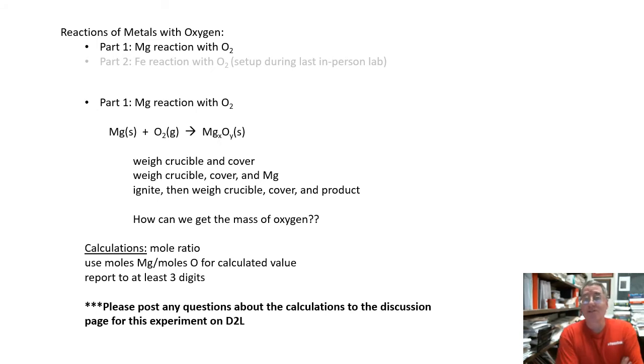Hi everyone, so this is the pre-lab for our reactions of metals with oxygen experiment. And you set up part two in the previous in-person lab. That's where you took the iron filings and put them in the test tube and then dunked that into a beaker of water. Now, if you were out on quarantine and didn't do that, we have some extra ones that we set up. So if you weren't here for the last in-person lab, you'll still be able to finish and do this. So there's two parts.